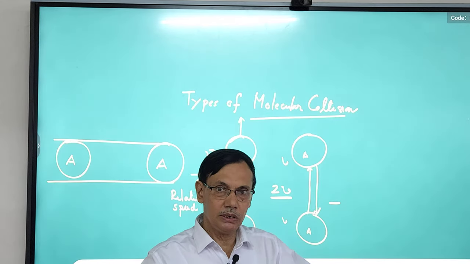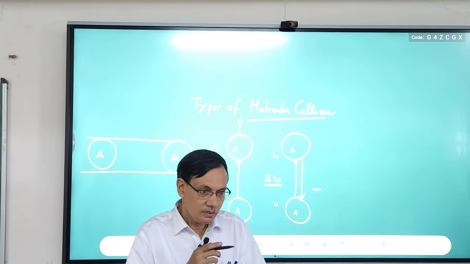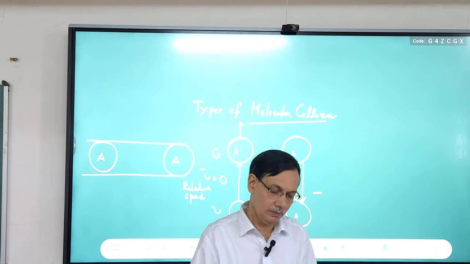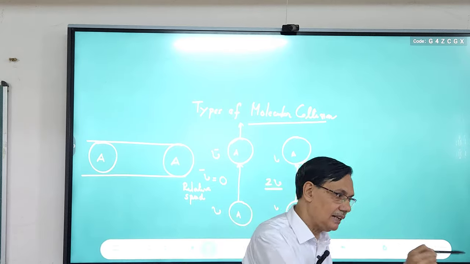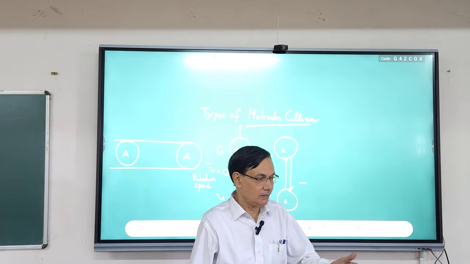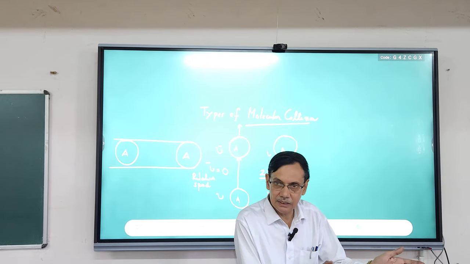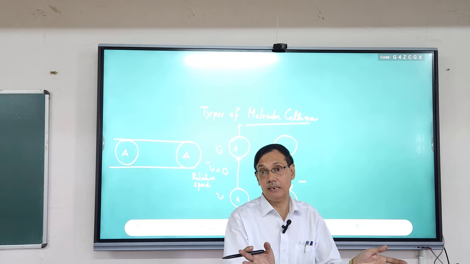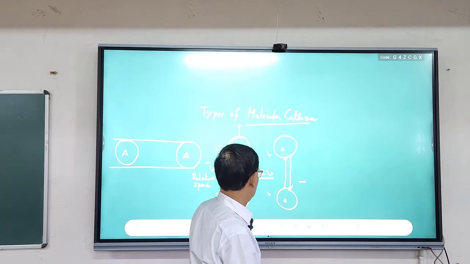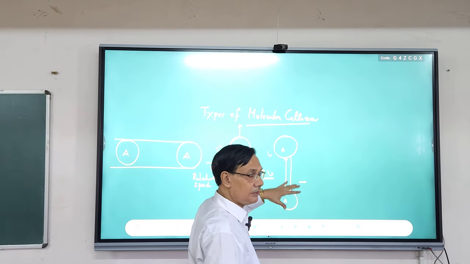But have you seen billiard boards, billiards? Suppose there is a red ball and on that side a white ball, and the red ball hits the white ball, and ultimately sometimes the white ball moves in one direction and the red ball in another. This is a glancing type of collision. Similarly, I am not saying that these are not collisions. Yes, but these are not effective collisions.